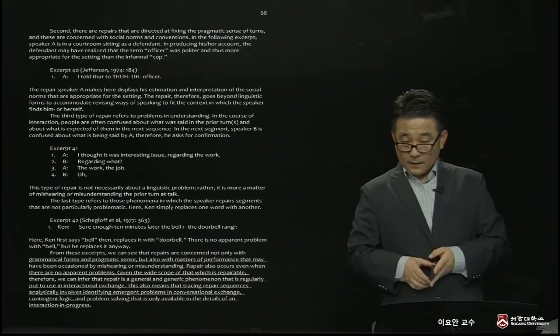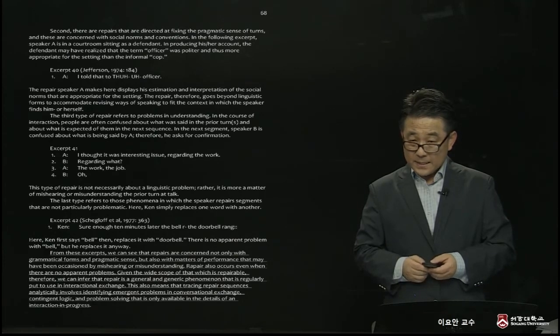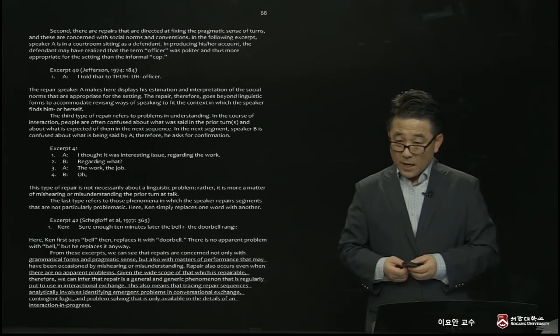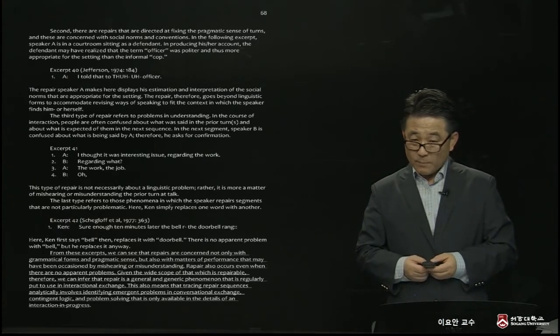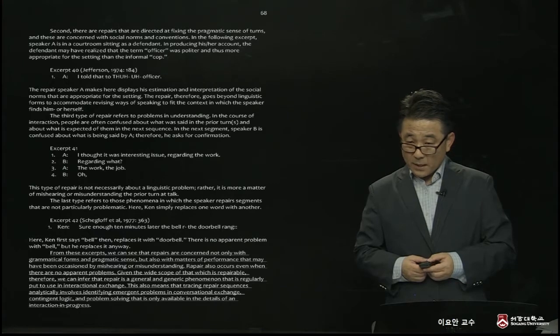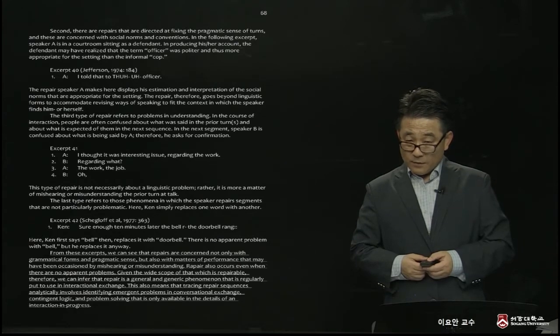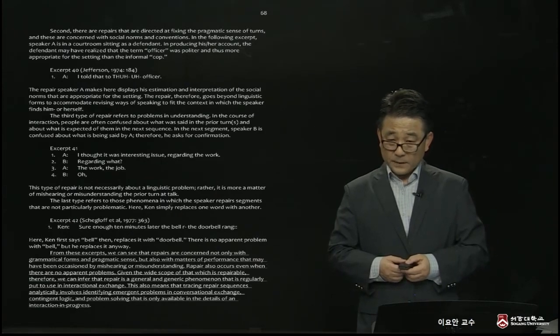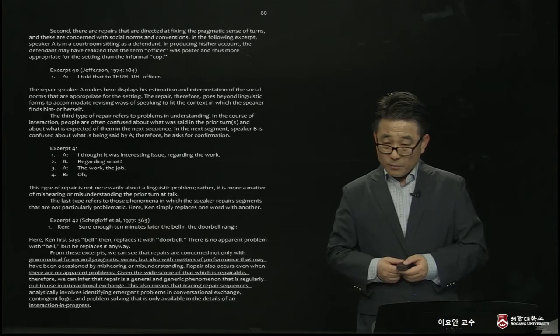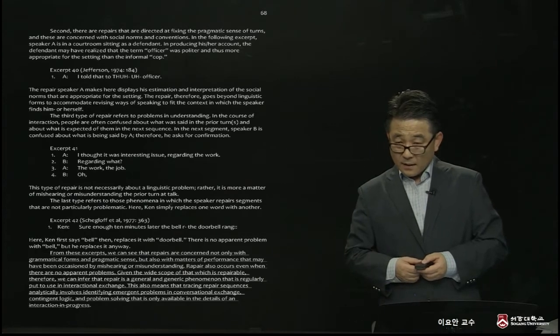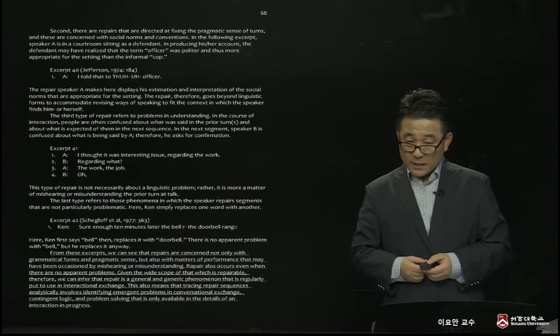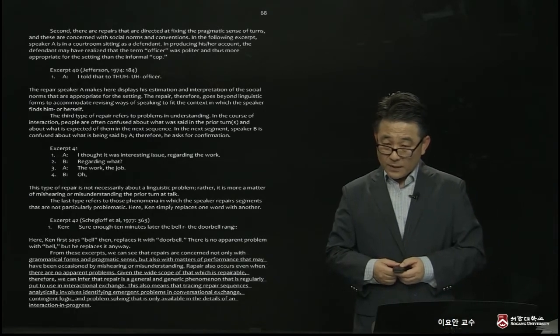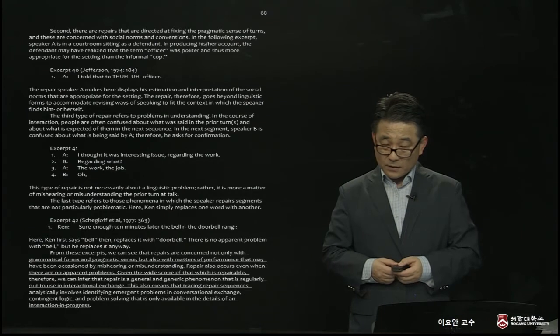The last paragraph of the page: from this excerpt we can see that repairs are concerned not only with grammatical forms and pragmatic sense, but also with matters of performance that may have been occasioned by mishearing or misunderstanding. Repair also occurs even when there are no apparent problems. Given the wide scope of that which is repairable, we can infer that repair is a general and generic phenomenon that is regularly put to use in interactional exchange. This also means that tracing repair sequences analytically involves identifying emergent problems in conversational exchange, contingent logic, and problem solving that is only available in the details of interaction in progress.